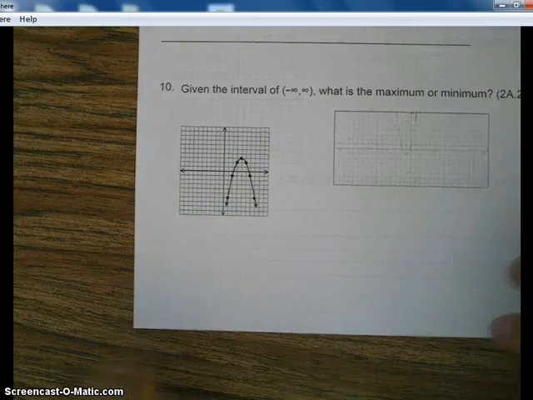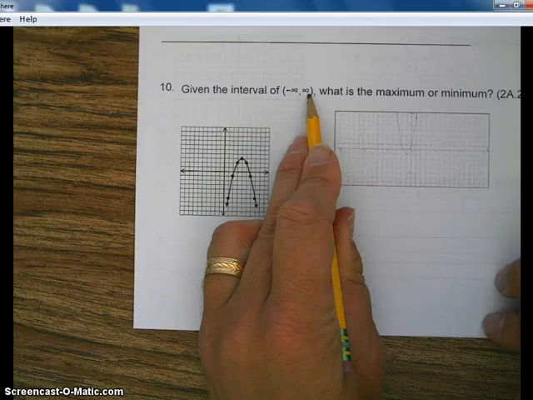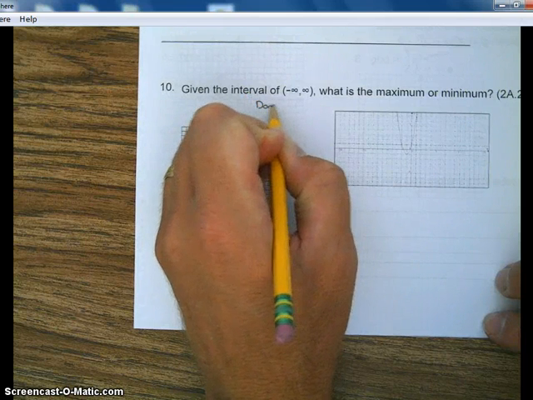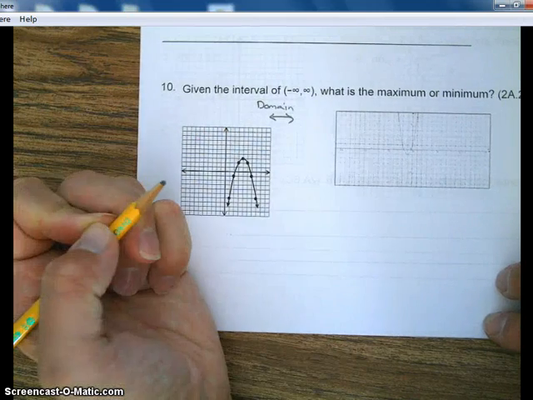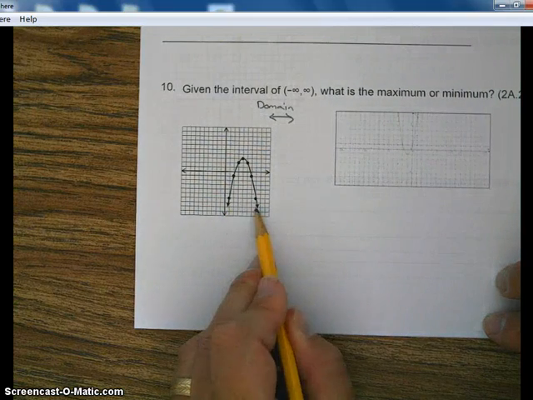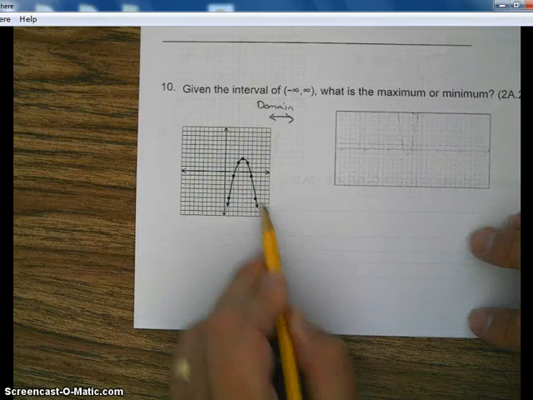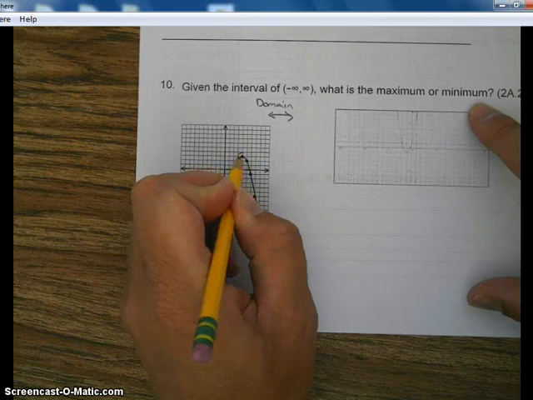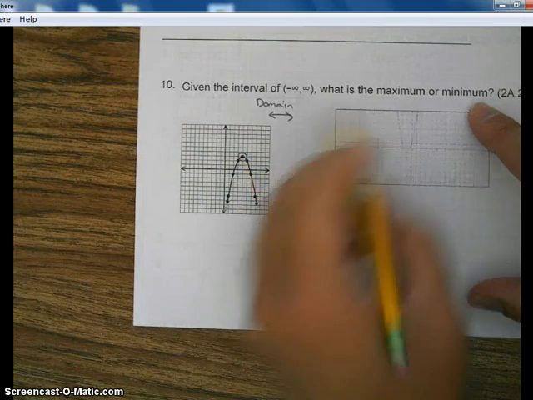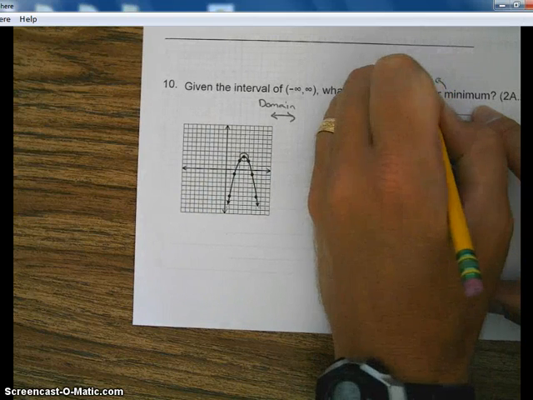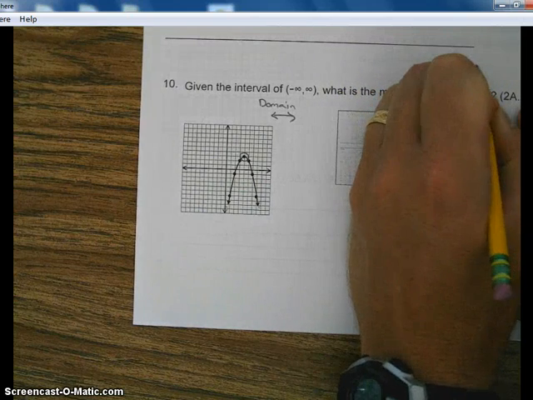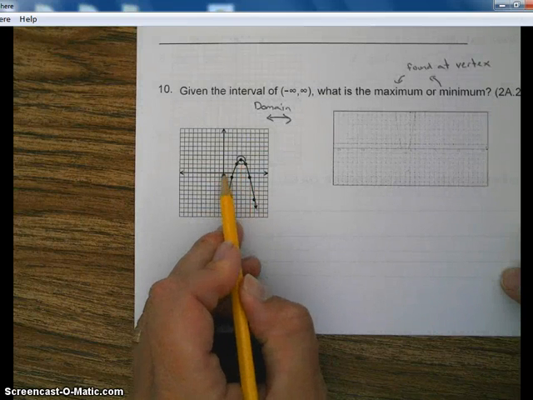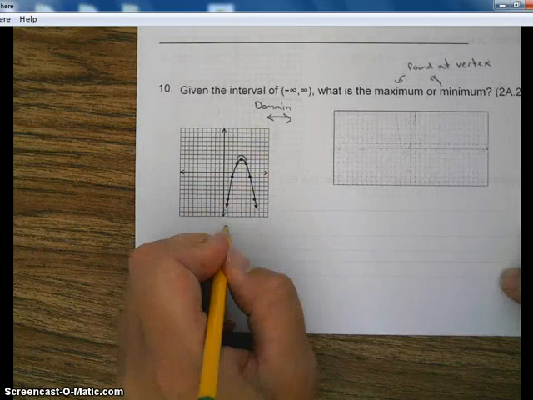Number 10. Given the interval of -infinity to +infinity, and what we're talking about here is, when we're talking about an interval, we're talking about the domain, which remember, your domain is left and right. Okay, so notice here we have an arrow to arrow, left to right, -infinity to +infinity. So on this interval here, what is the maximum or minimum? So maximum, that means your maximum value, which is going to be found at the vertex. Your maximum and your minimum will be found at the vertex. Okay, and it's going to be the Y coordinate. So our Y coordinate for our vertex is 1, 2, 3. So our maximum value is Y equals 3.